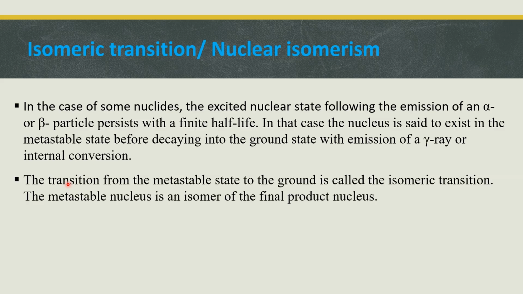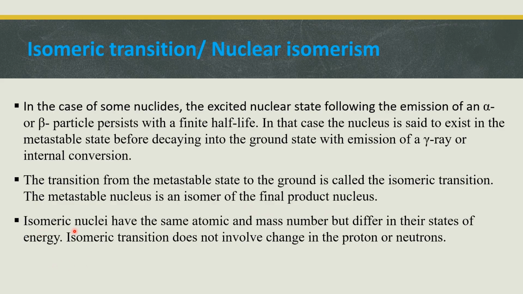Okay, that means it is a radioactive decay process that occurs in an atom where the nucleus is in an excited or metastable state, like following the emission of alpha or beta particles. The extra energy in that nucleus is released by the emission of a gamma ray, returning the nucleus to the ground state. So the transition from the metastable state to the ground state is called isomeric transition. The metastable nucleus is an isomer of the final product nucleus.